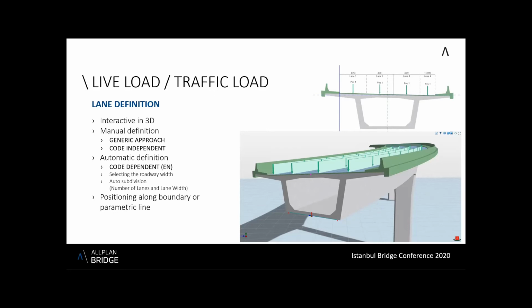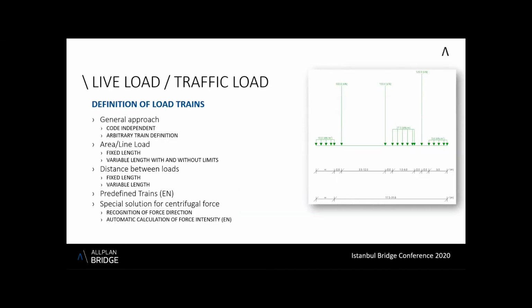At this time, the Eurocode standard is implemented, so you just select the road width and the auto subdivision happens, number of lanes and lane widths are automatically defined. The same goes for the definition of load trains. So there is this general approach that is also code independent with an arbitrary train position.